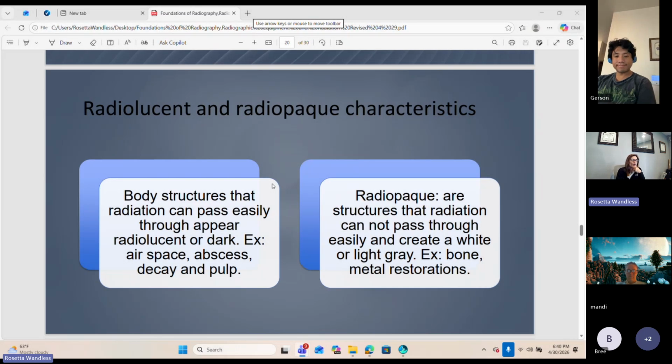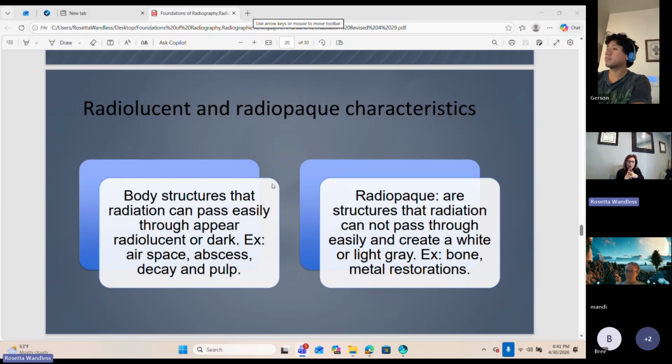Good. Now, on the other end of that, if that is black, radiopaque is going to show white or light gray, okay? So these are structures that radiation cannot pass through. It's going to bounce off of them, okay? It's going to create that white or light gray area. And there's going to be a lot of examples here, guys. So additionally to what I wrote here, write this down, okay?